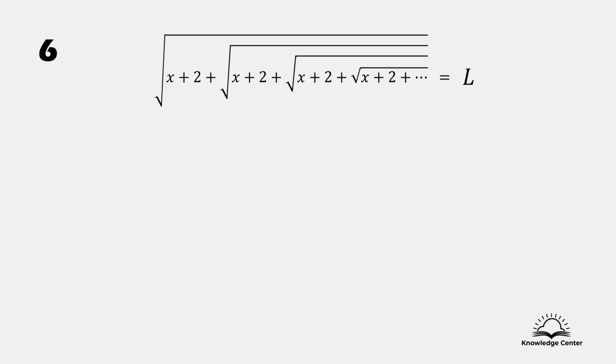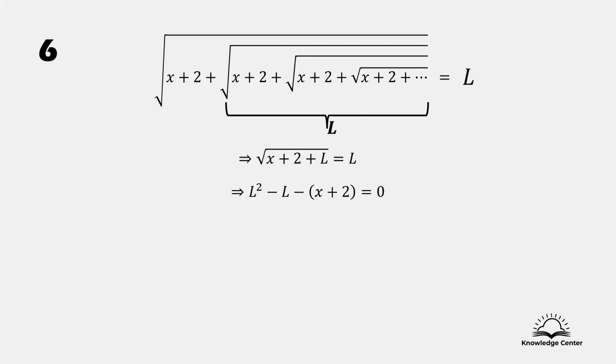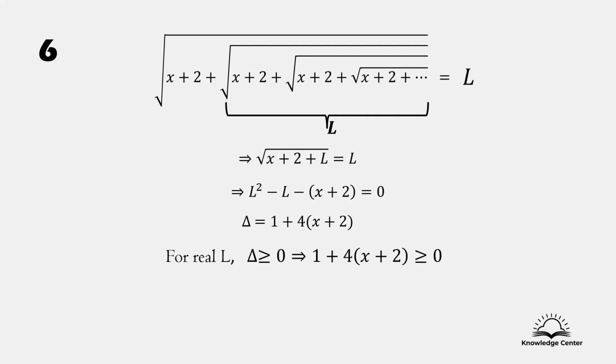So moving on, we're saying this converges to L, but this in here converges to L too, and so this problem just reduces to this equation, which becomes a quadratic like this. And for this quadratic, since L is real, we compute the discriminant, which is just 1 plus 4 into x plus 2. And for real L, this discriminant delta must be greater than or equal to 0, which implies that 1 plus 4 into x plus 2 must be greater than or equal to 0. And so we find that our range of values of x for which this radical is going to converge is just x greater than or equal to 9 over 4.